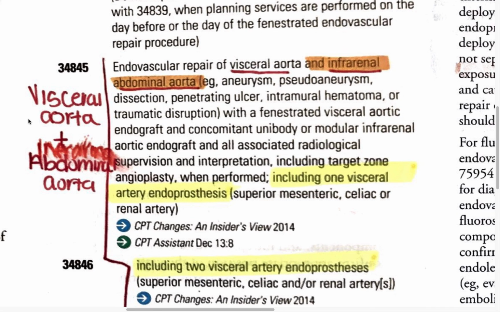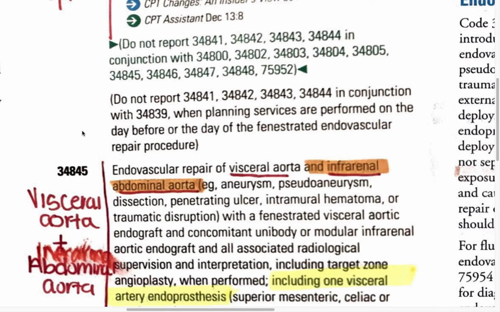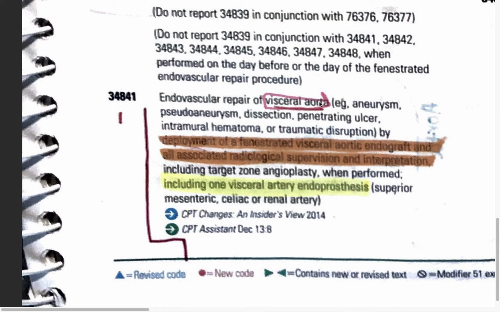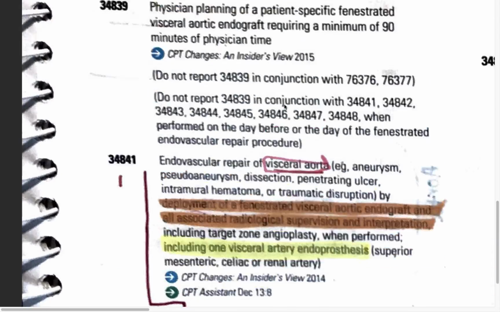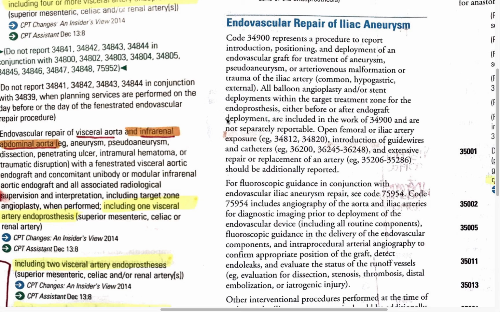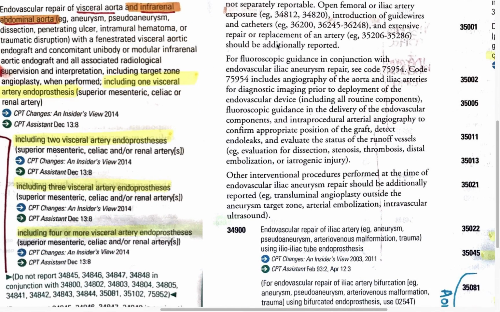Notice on 34845, it is an endovascular repair of the visceral aorta and the infrarenal aorta. And it's a little blurry because it's smeared, but I have that labeled on this code. Above that is the visceral aorta. See how I have that circled. And for the endovascular repair of an iliac aneurysm, you will turn to this section, starting with 34900.